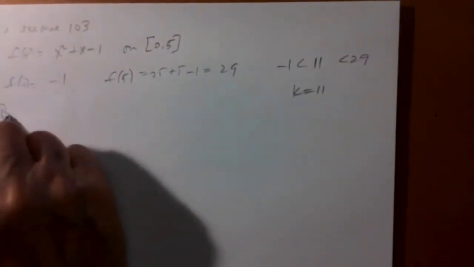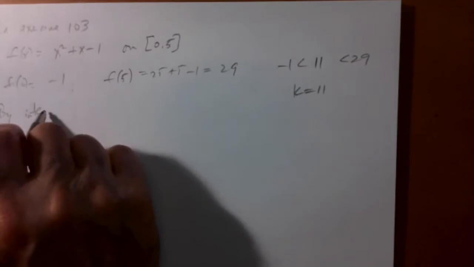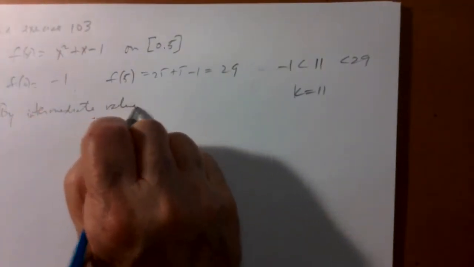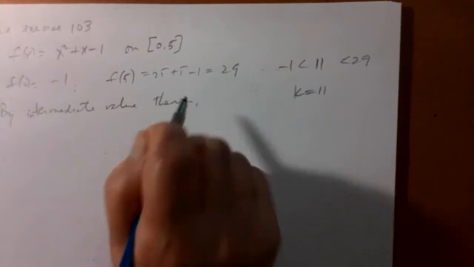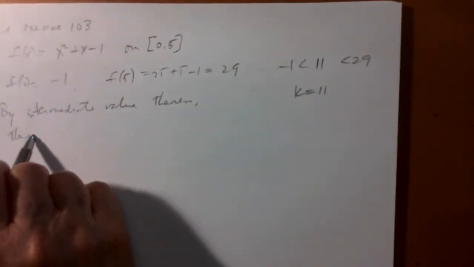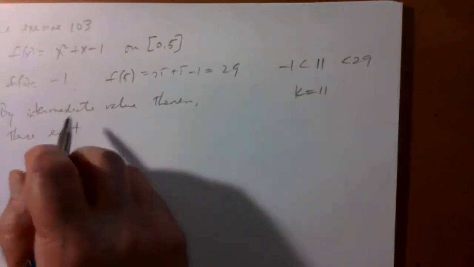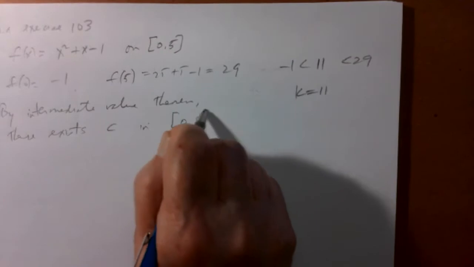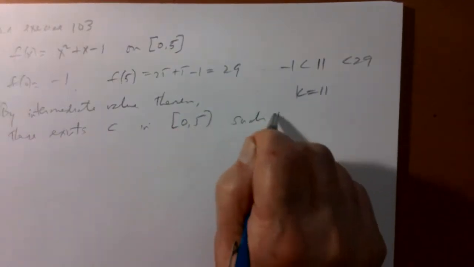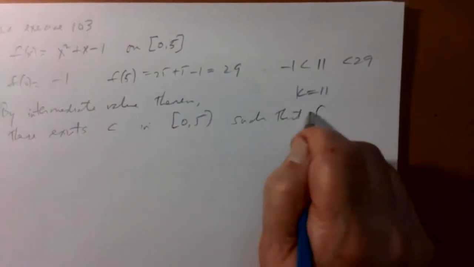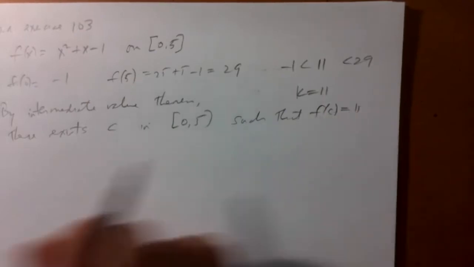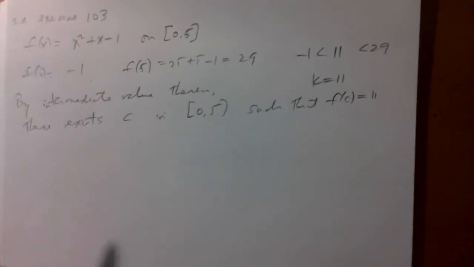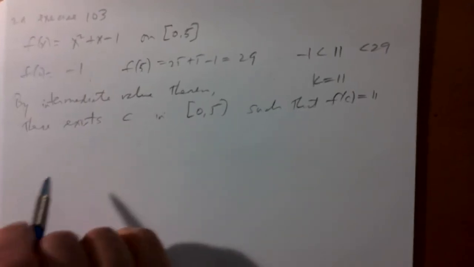And by the intermediate value theorem, there exists a number c in the interval from 0 to 5, such that f of c is equal to 11. Let's just draw a picture to see what's going on.